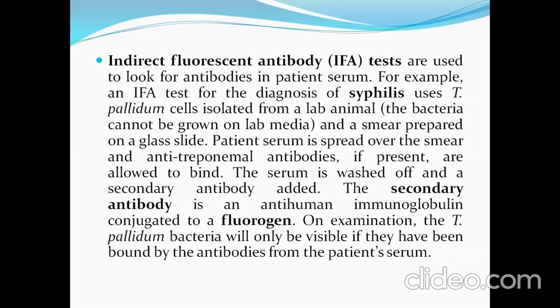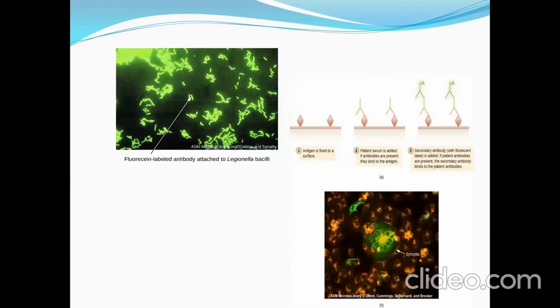Here, we are not directly tagging the antibody which is reacting with the antigen. We are tagging the polyclonal antibodies, and ultimately they are allowed to react with the antibody which has already bound with the antigen. So it is an indirect method. You can see a pictorial presentation of this type of IFA technique.